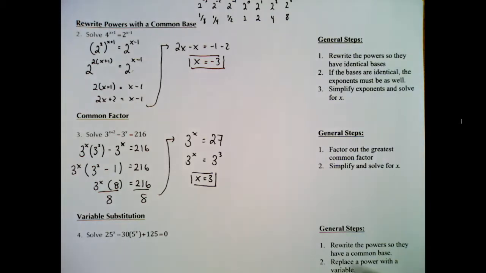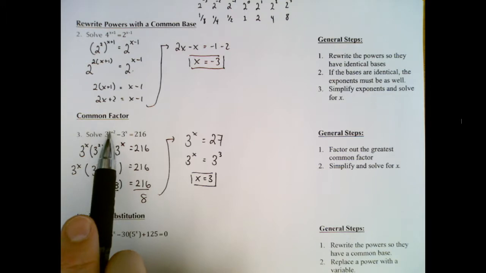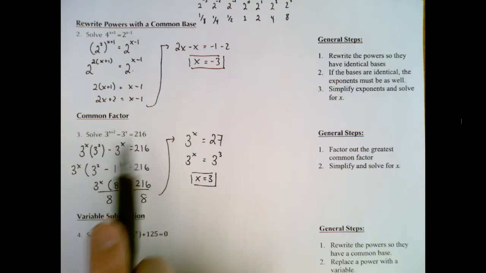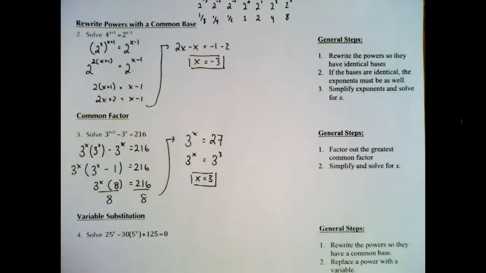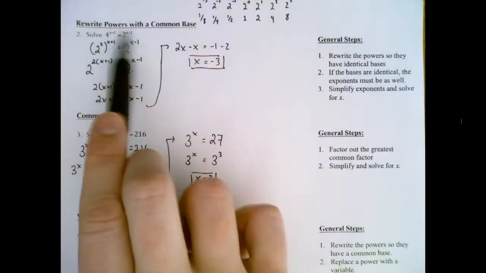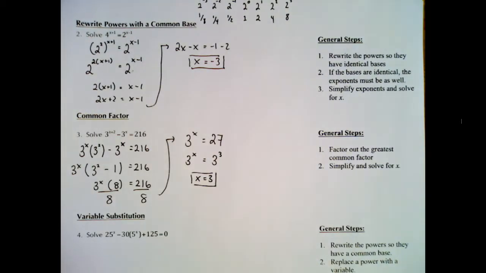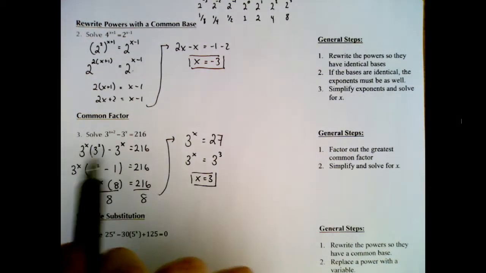So this strategy is used when you have 2 terms that have the same base, x in the exponent, and there's a third term. The strategy before was used when you just had 2 terms on either side of the equal sign, both with an x in the exponent. Okay, so common factor when there's 3 terms and there's a term that's common.